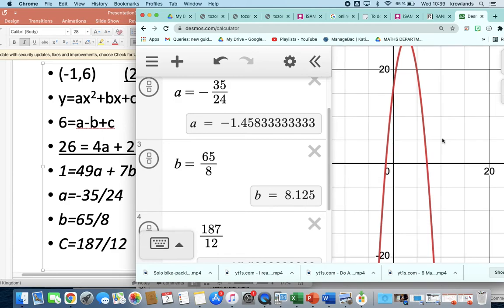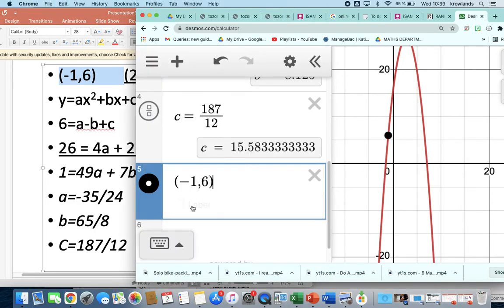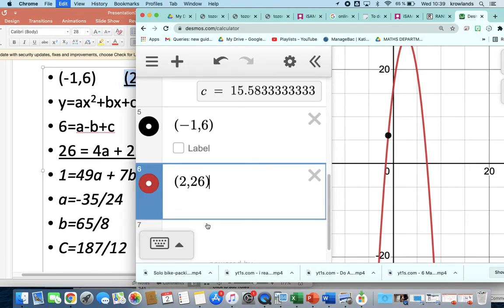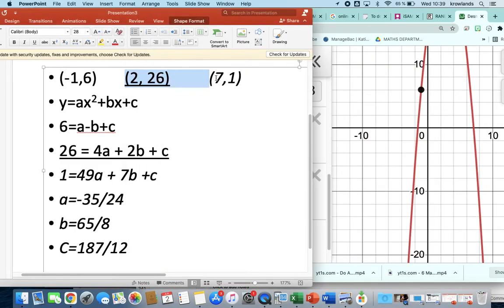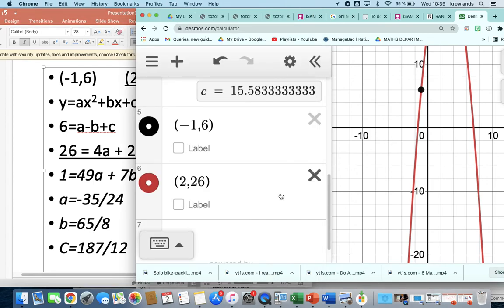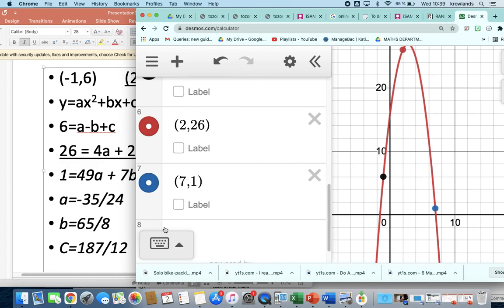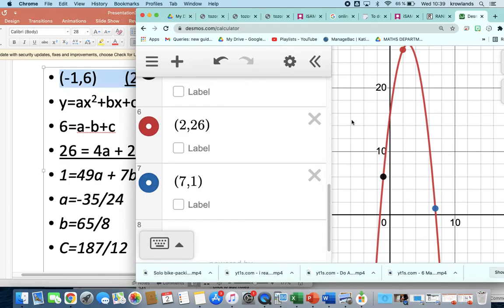We know it's a quadratic because of its shape, and we're going to check the point -1, 6. If I go into Desmos again and put in a new coordinate, you can see that coordinate indeed is on the graph. The next one, 2, 26, yep, that's on the graph. And last but not least, 7, 1. That's on the graph too. So you can check your answers by doing this. I will give you a question to practice and work out the equation of the graph based on 3 coordinates, or something similar. Good luck.